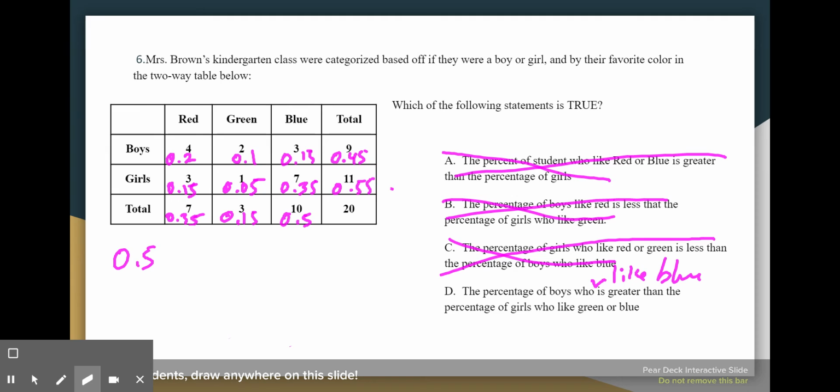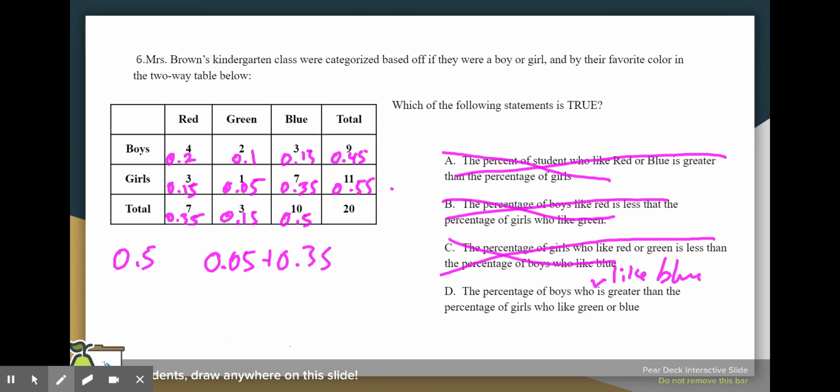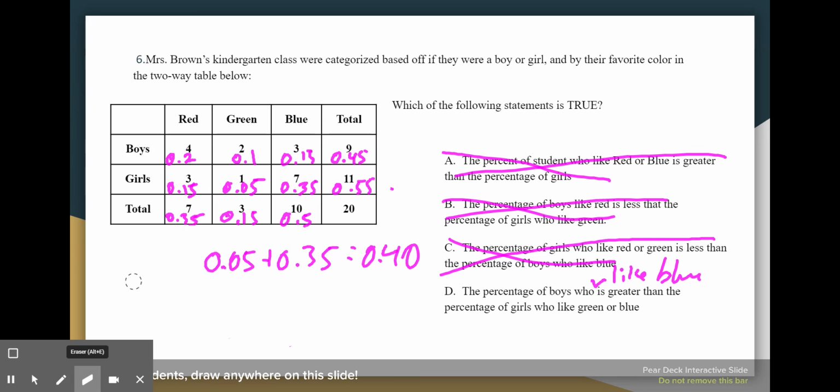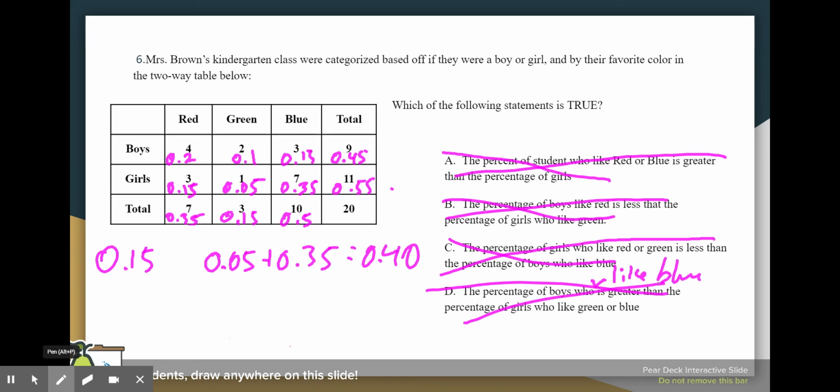Okay, if it's blue, 0.5, it's greater than the percentage of girls who like green or blue. So girls green or blue, that would be 0.05, 0.35, 0.40. But I did this part wrong. The boys who like blue is actually 0.15. So this is not true. But I read this top one wrong.